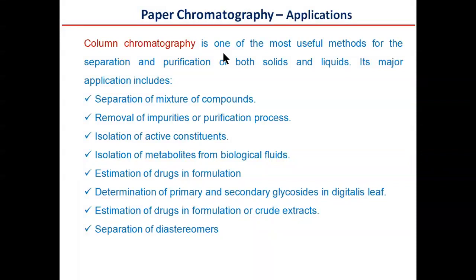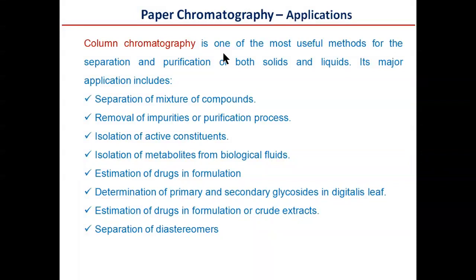It is the most used method in the estimation of drugs in formulations in the pharmaceutical industry, and used in the determination of primary and secondary glycosides in digitalis, and the estimation of drugs in formulation or crude extracts. And also it is used for the separation of diastereomers. You know what you mean by diastereomers. So these are some of the main applications of column chromatography.